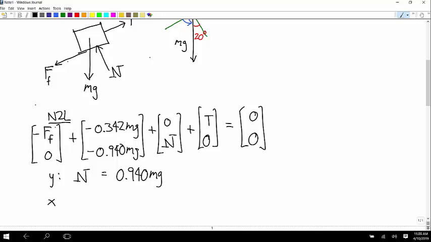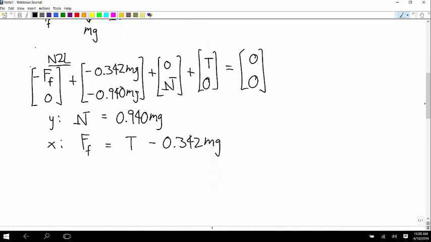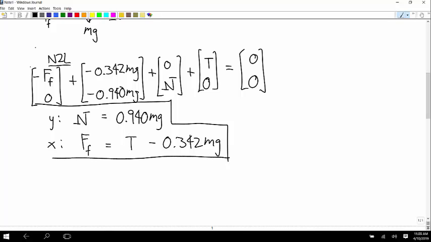And then the x equation says the force of friction is equal to T minus 0.342 mg. And now I'm going to set these two equations aside and isolate the other one.